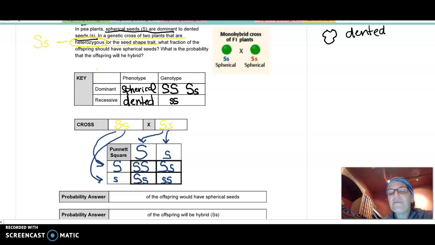All right, so now I'm asking you a couple questions. So you really have everything figured out. You just need to now go back to the question and really say, okay, what is she asking me to determine? What is she asking me to predict, or the probability? And if you go back up to the question, it says, what fraction of the offspring should have spherical seeds? Well, spherical seeds is going to be big S, or big S, little s. So it's a dominant trait.